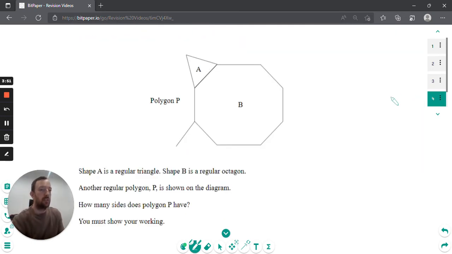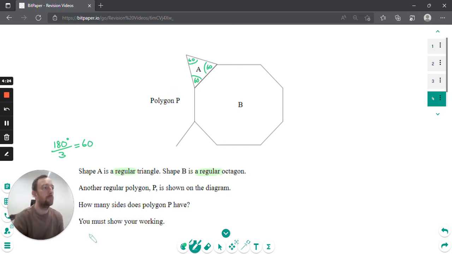Let's move on to the next one. Shape A is a regular triangle and shape B is a regular octagon. Now we're not seeing that word yet, so let's have a look at the word regular. If a polygon is regular, it just means that all the sides are the same length and all the angles are the same size. So if you've got a regular triangle, that means we've got 180 degrees divided by 3 different angles, which is 60. So each one is going to be 60 degrees.